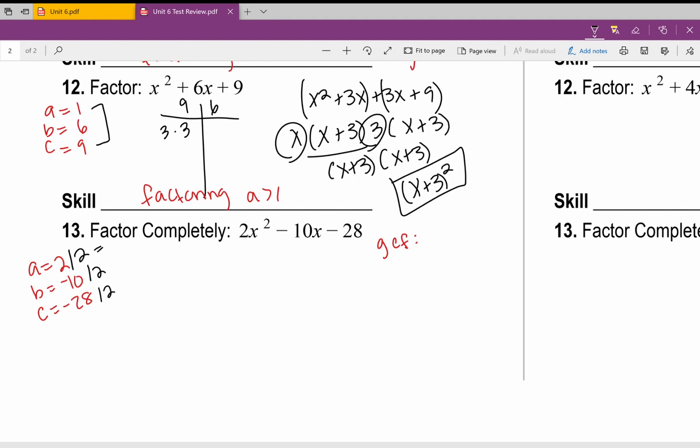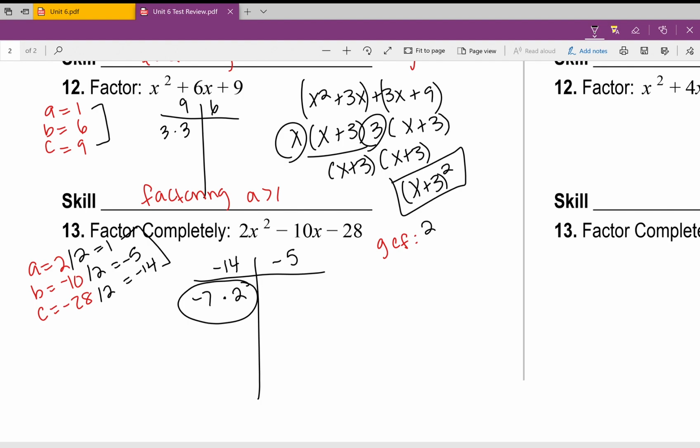2 divided by 2 is 1. Negative 10 divided by 2 is negative 5. And negative 28 divided by 2 is negative 14. So then I multiply a times c. So 1 times negative 14, which is negative 14. And then negative 5. So I need two numbers that multiply to negative 14 but add to negative 5. And that's going to be negative 7 times 2. Because negative 7 plus 2 is negative 5. So GCF was 2.